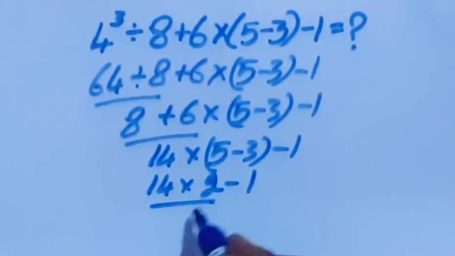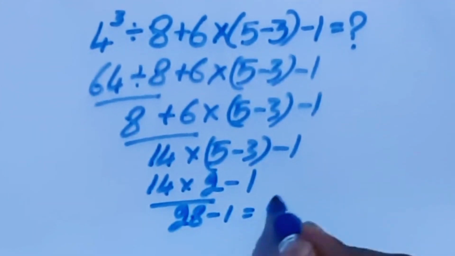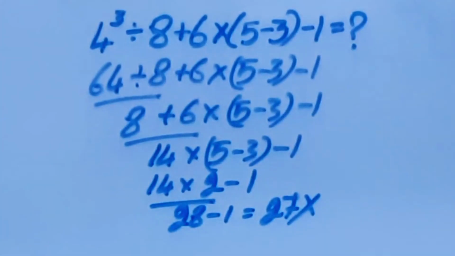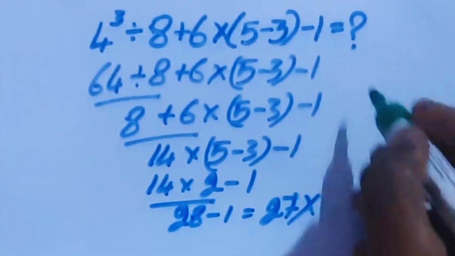Here 14 times 2 is 28 minus 1 is 27, which is the wrong answer. As per the order of operations, this 27 is the wrong answer.